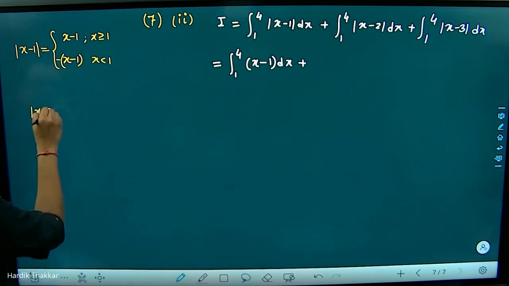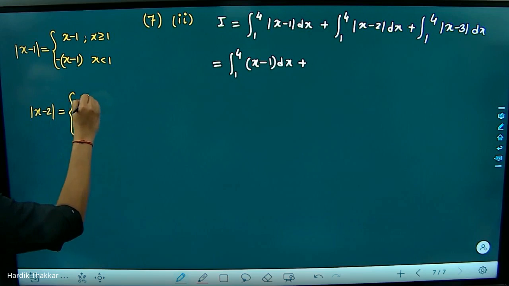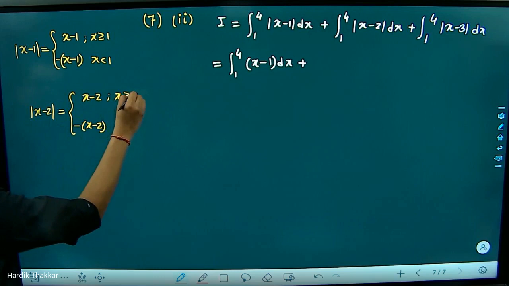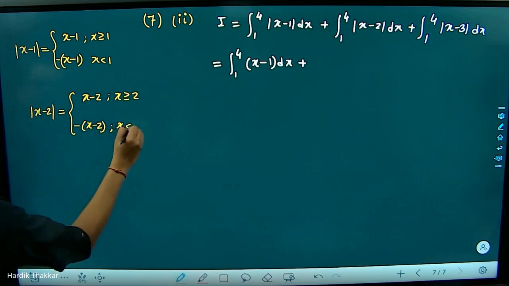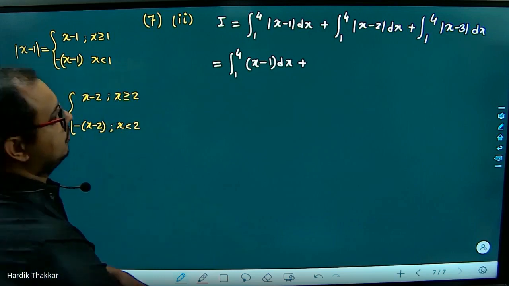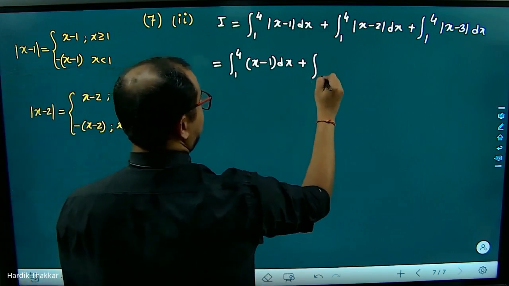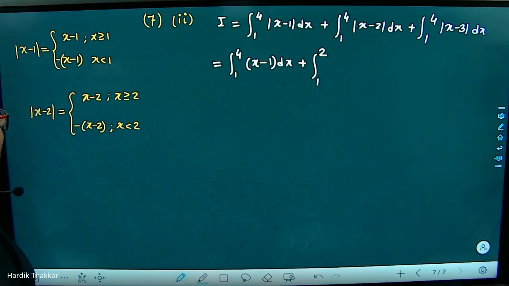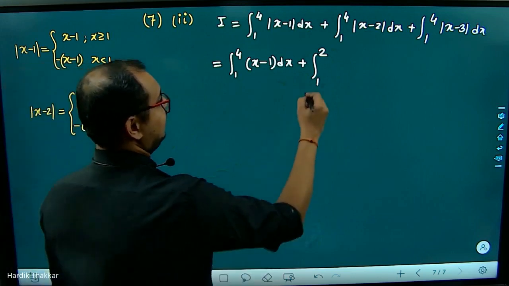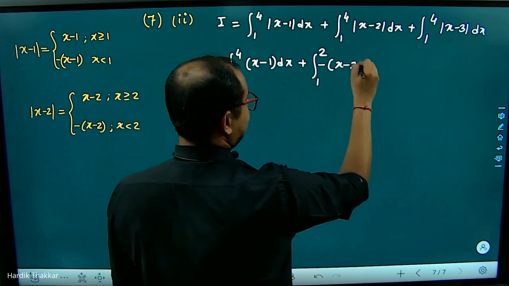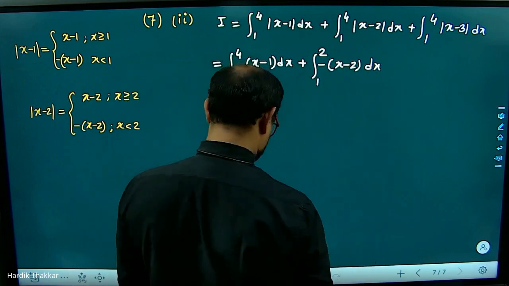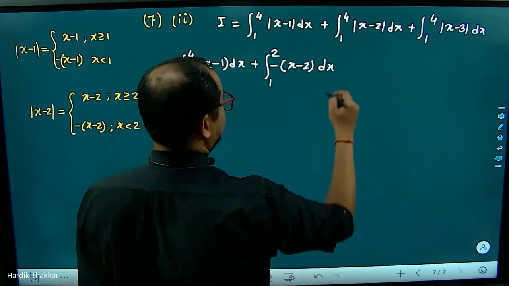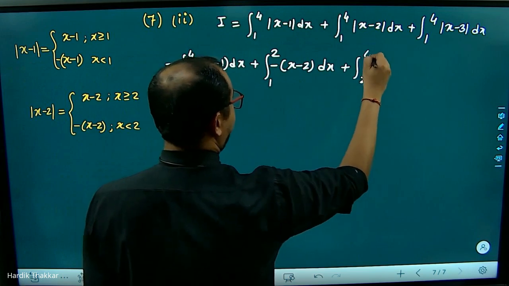Second part: mod x minus 2. It is x minus 2, minus of x minus 2, with the condition when x is greater than or equal to 2, and when x is less than 2. So for this function the limits will be divided in two parts. First is from 1 to 2, and for this interval it will be minus of x minus 2 dx, whereas for the second part the limit will be from 2 to 4.